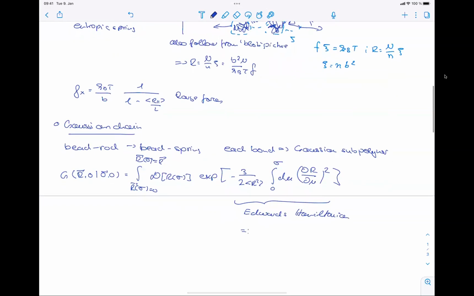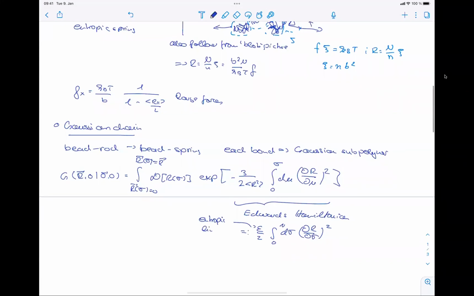defined as epsilon, integral from 0 to 1 d sigma, dr over d sigma, where what we are integrating over is the configurations of the line in space. And so we identify that this prefactor epsilon here is an entropic line tension.